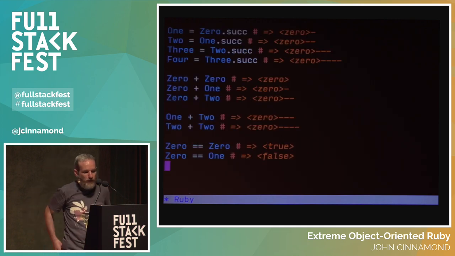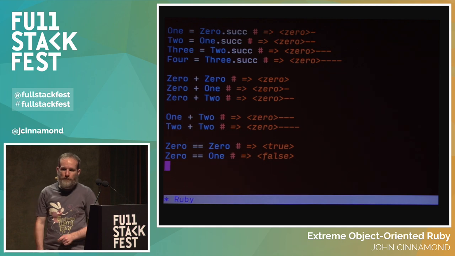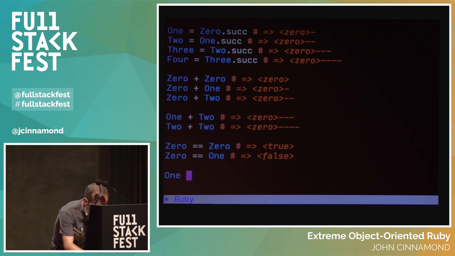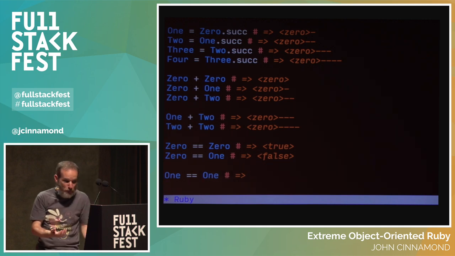Zero is indeed equal to zero, and zero is not equal to one. That's pretty cool. Let's look at the other numbers. So I should be able to say things like, 1 is equal to 1, and that would come back and say true.